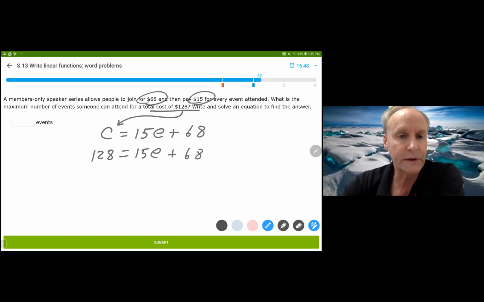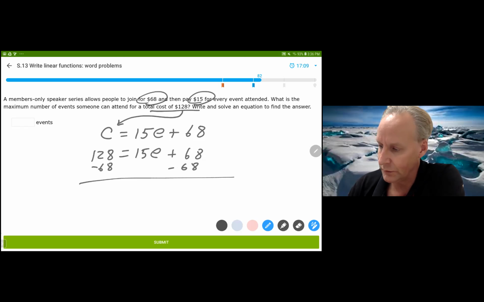So this is 128 is equal to 15 times E plus the 68. This is actually pretty close to what it is. I go to a lot of, or used to go to a lot of, 92nd Street Y events, and they were usually somewhere around $30 for members, but 15 seems pretty close. For most places in New York, it's always more expensive.